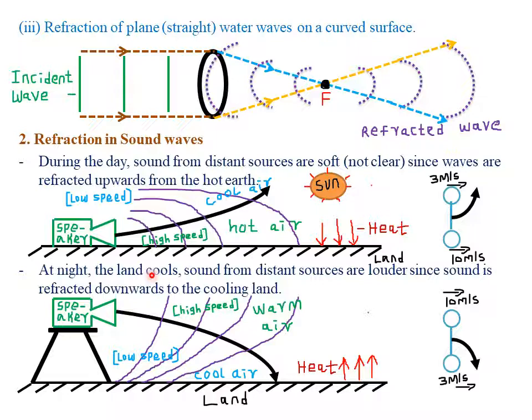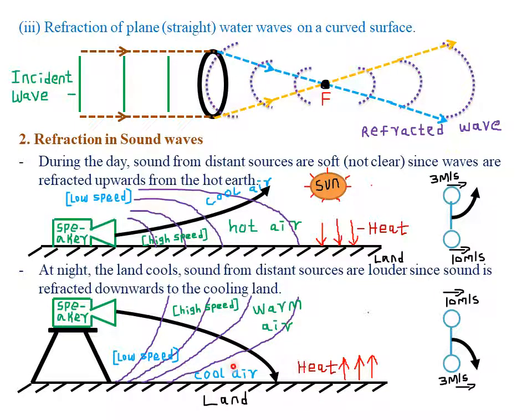Remember, we also explained this in Form 1, when we were looking at land and sea breezes. So at night, the land usually cools very fast. So the sound from distant sources, that is the sources which are very far from us, is usually louder since sound is refracted downwards, that is to the cooling land. So at night, the heat that was absorbed by the land will be lost.